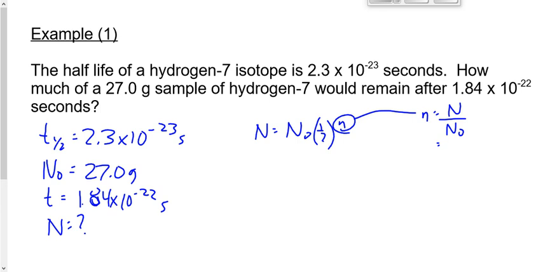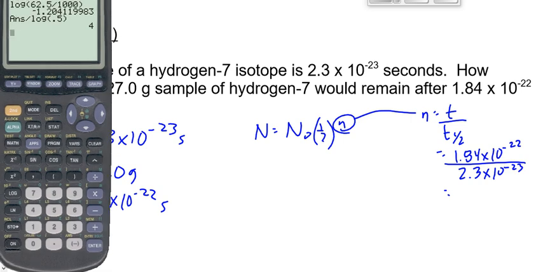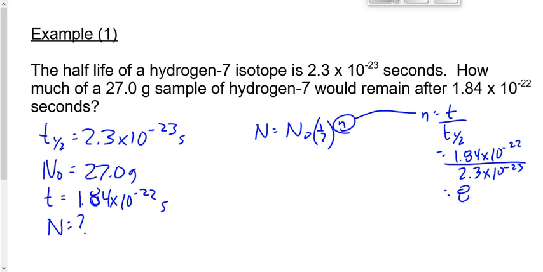Little n is, it's not N over N0, it's T over T 1/2, right? The time is 1.84 times 10 to the minus 22 seconds, divided by 2.3 times 10 to the negative 23. That gives me a little n. What does that give me? 1.84 times 10 to the negative 22 divided by 2.3 times 10 to the negative 23 gives me 8. I've got 8 half-lives here.